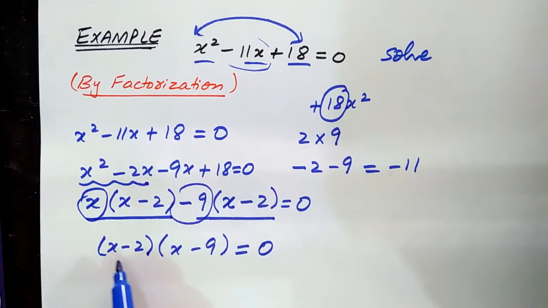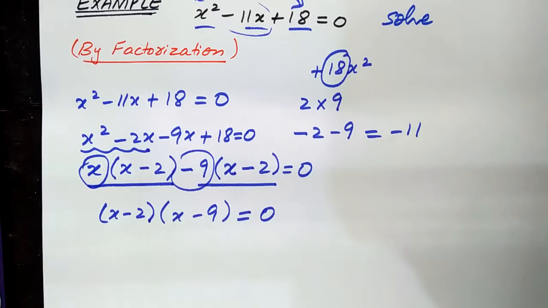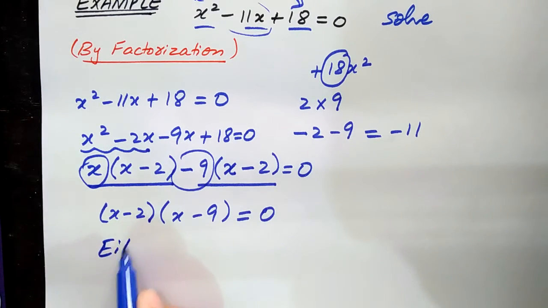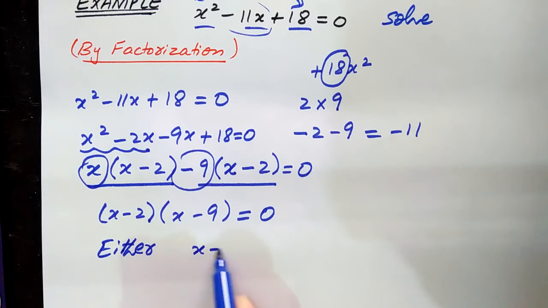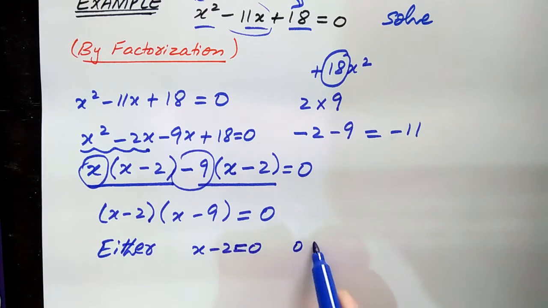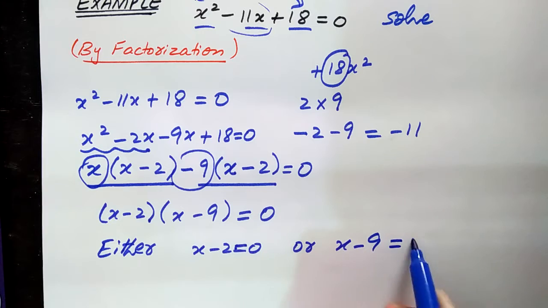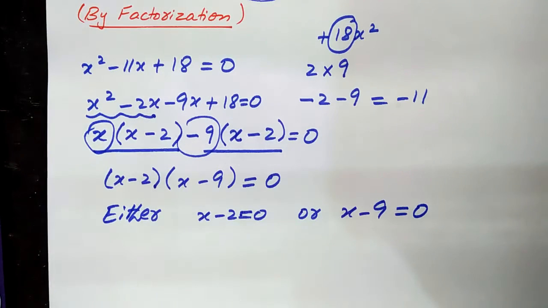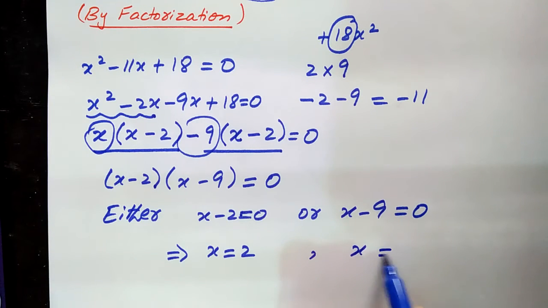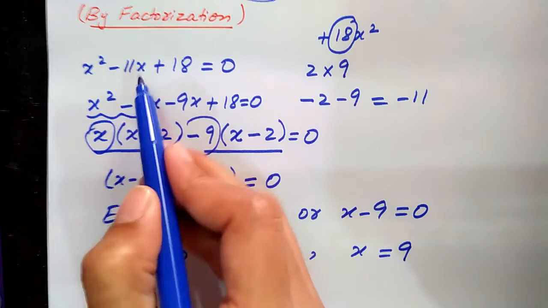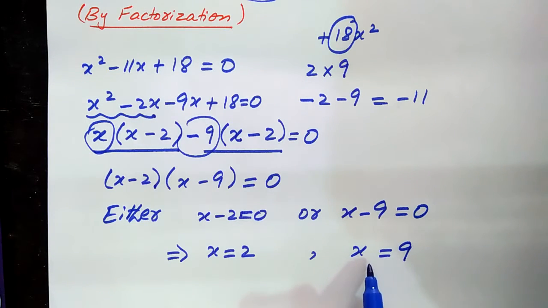Now we have the product of x minus 2 and x minus 9 equals 0. This shows that either x minus 2 equals 0 or x minus 9 equals 0. This shows that x equals 2, and from here we get x equals 9. So we have two values for this quadratic equation, x equals 2 and x equals 9.